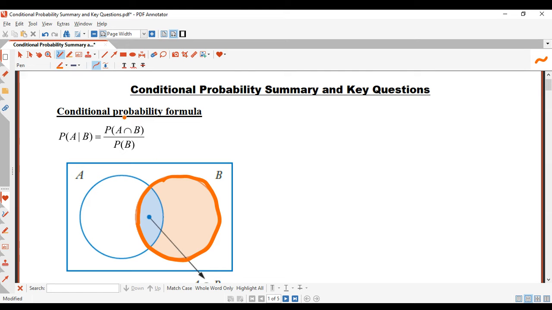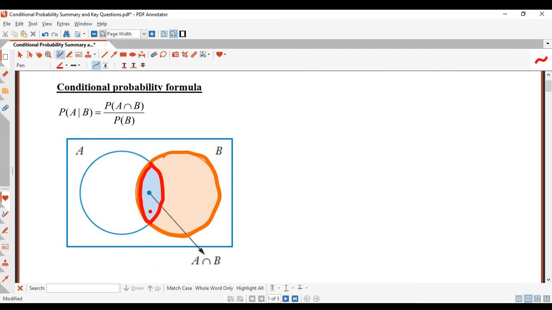Well, the A part is the overlap, isn't it? This is the overlap, because this is where the parts of A are contained. We know that there are bits of A in this. So given that B has occurred, which means you're just looking at the B circle, what's the probability that A has occurred? That means you're looking at the intersection of A and B, because we know that intersection is part of A. So that's what the formula means.